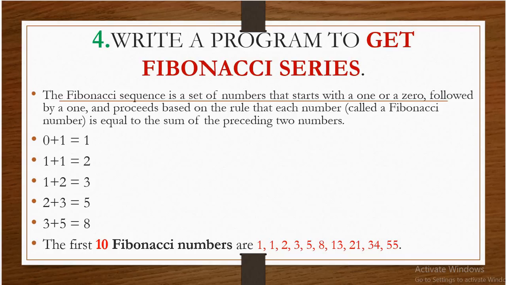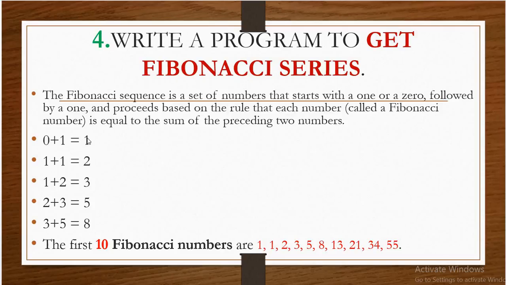Now we are going to start the fourth one, how to write a program to get the Fibonacci series. And what is a Fibonacci series? The Fibonacci sequence is a set of numbers that starts with a 1 or a 0 and is followed by a 1, and proceeds based on the rule that each number is equal to the sum of the preceding two numbers. For example, we have the first two numbers 0 and 1, and what will be the next number?